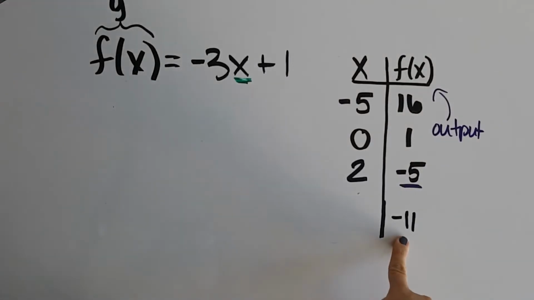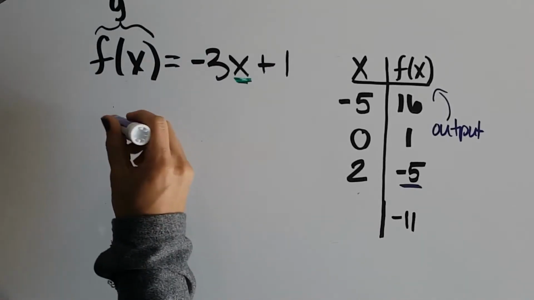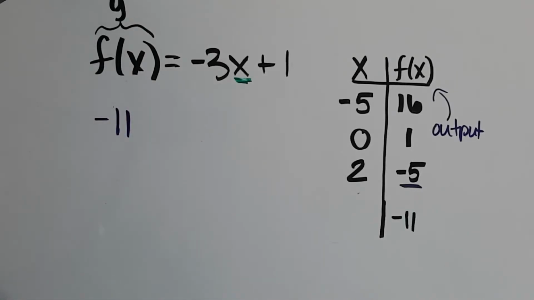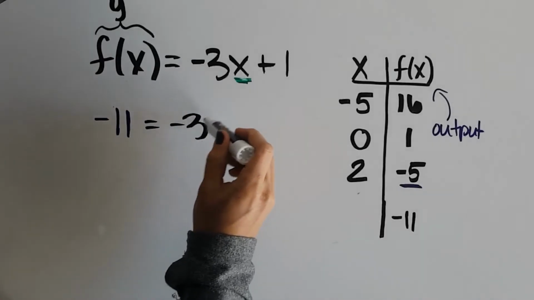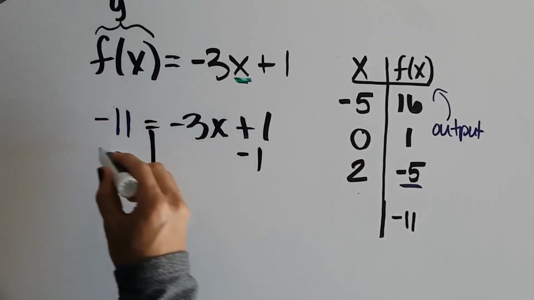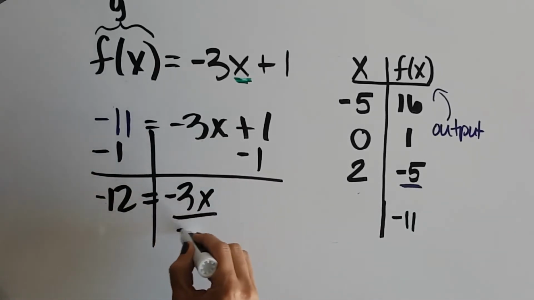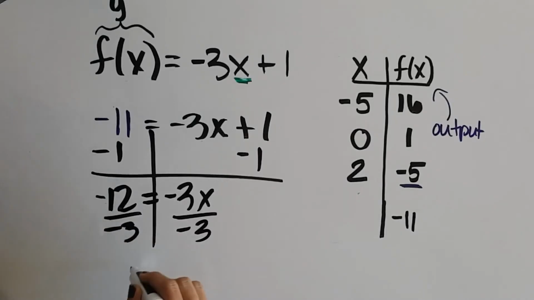So now we can do the same thing for negative 11. If I'm given an output of negative 11, that's what I'm going to substitute where I would put an output. So negative 11 is equal to my function, negative 3x plus 1. And I'm solving for my input x. So we do the same thing we did a second ago. We get negative 12 equals negative 3x. Divide both sides by negative 3. And we get positive 4 is equal to x.